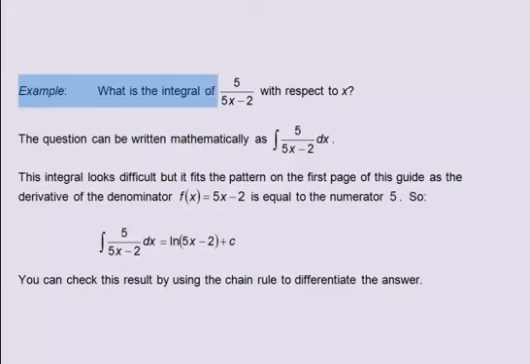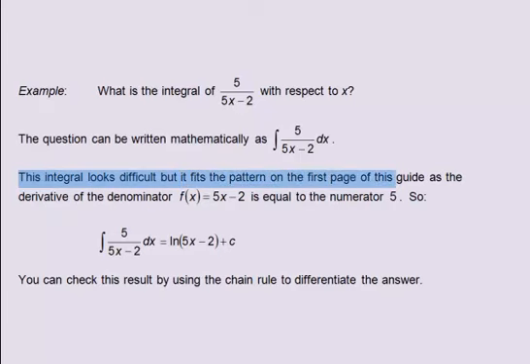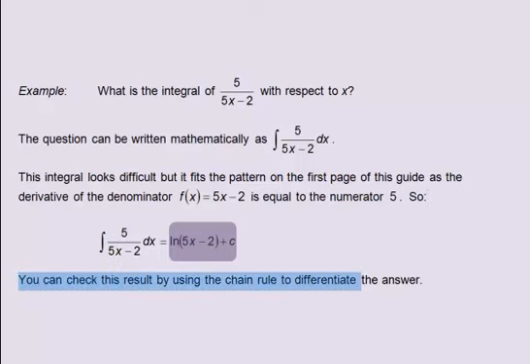Example. What is the integral of 5 divided by 5x minus 2 with respect to x? The question can be written mathematically as the integral of 5 divided by 5x minus 2 with respect to x. This integral looks difficult, but it fits the pattern on the first page of this guide, as the derivative of the denominator, f of x equals 5x minus 2, is equal to the numerator, 5. So, the integral of 5 divided by 5x minus 2 dx equals the natural logarithm of 5x minus 2 plus c. You can check this result by using the chain rule to differentiate the answer.